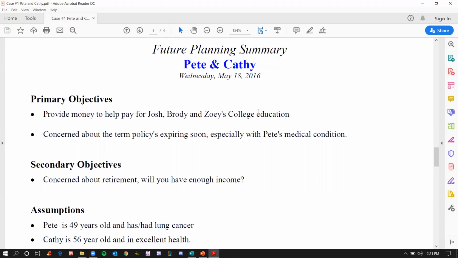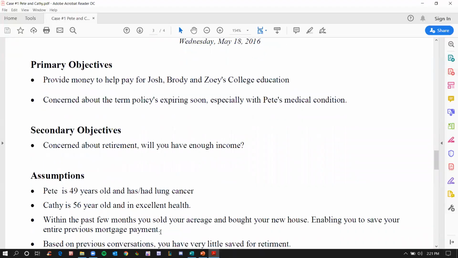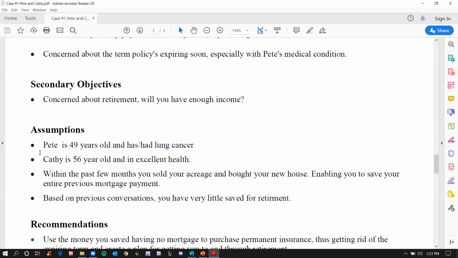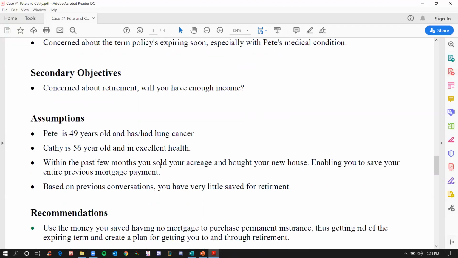Now, here are some of the assumptions I used to build this case. So here's the answer to my question. Pete is 49 years old and has/had lung cancer. All right, Kathy, you're 56 years old and in excellent health. Within the past few months, you've sold your acreage and bought a new home, enabling you to save your entire previous mortgage payment. Based on previous conversations, you have very little saved for retirement.